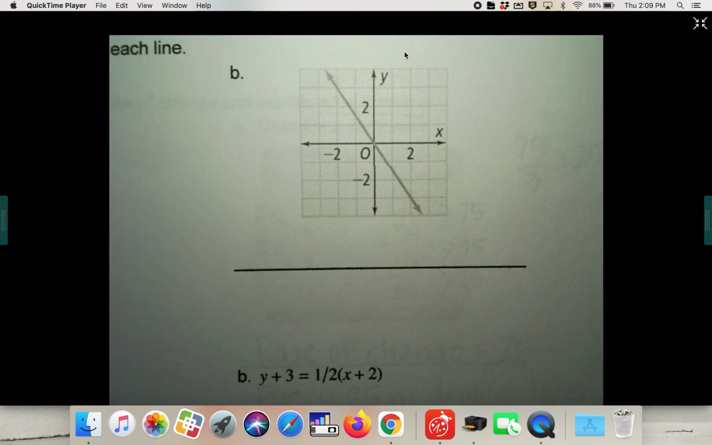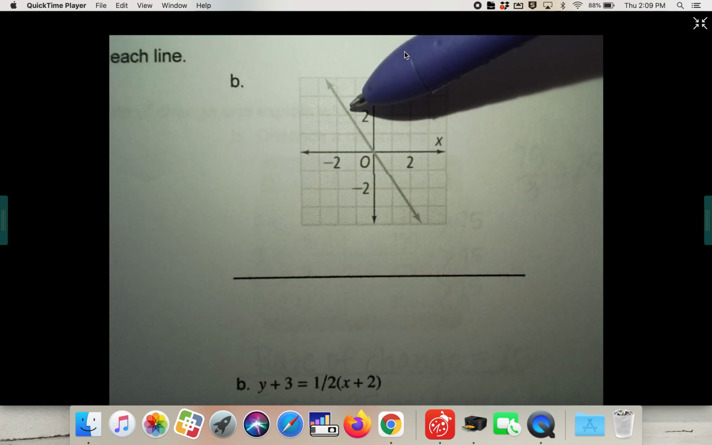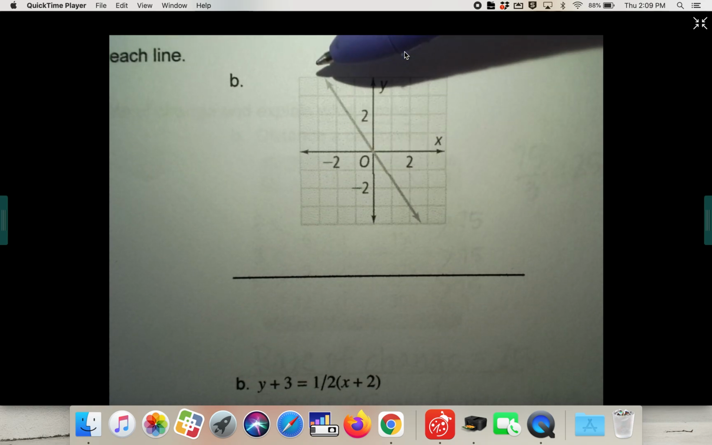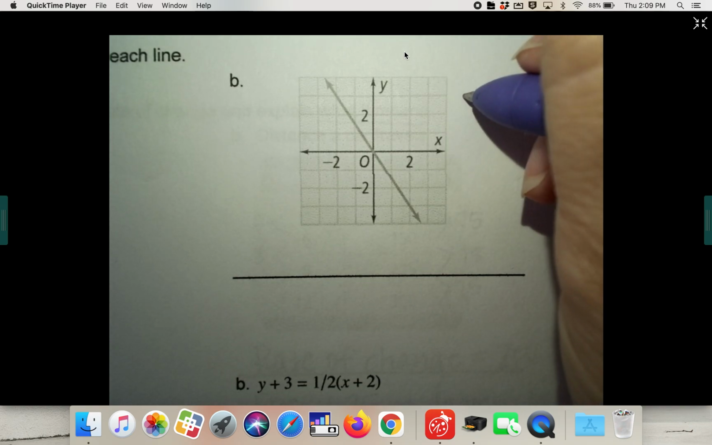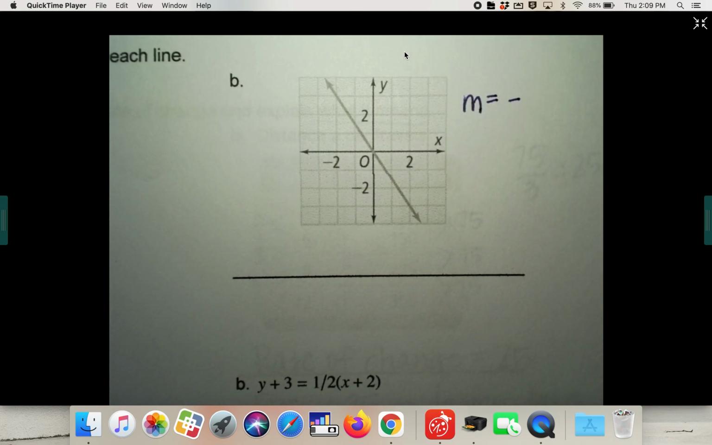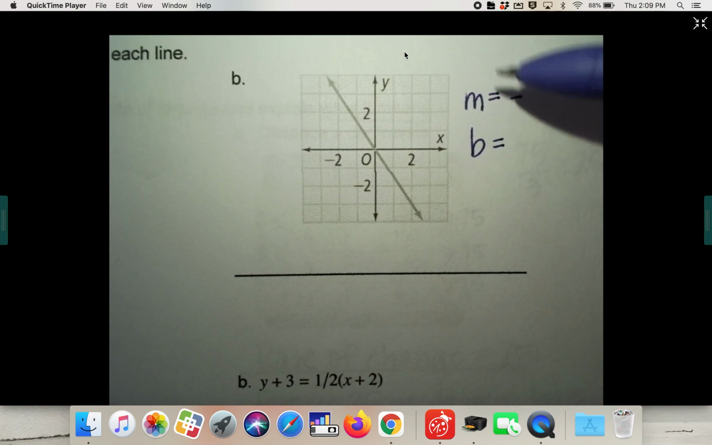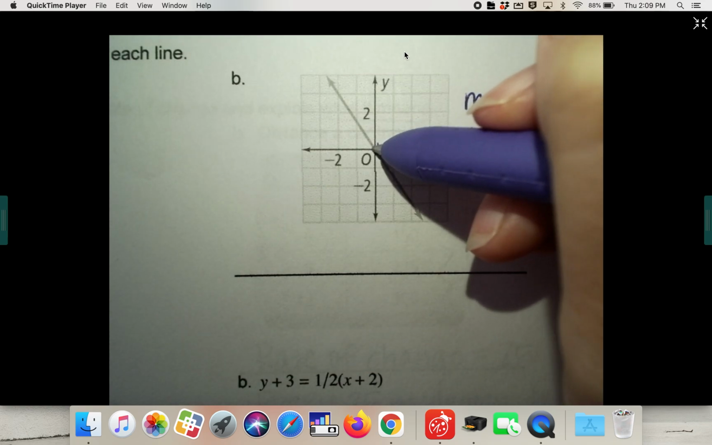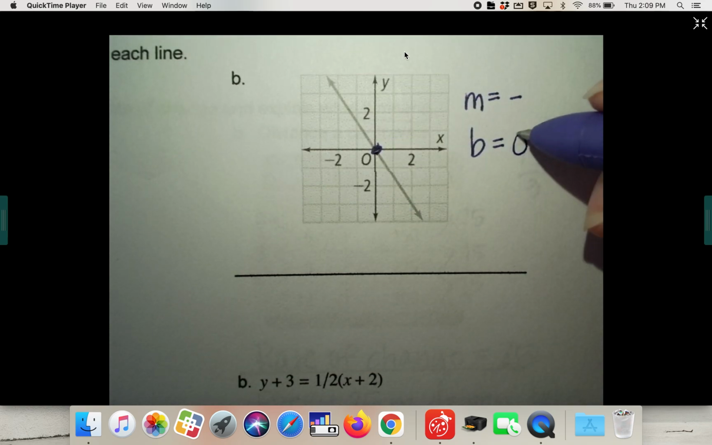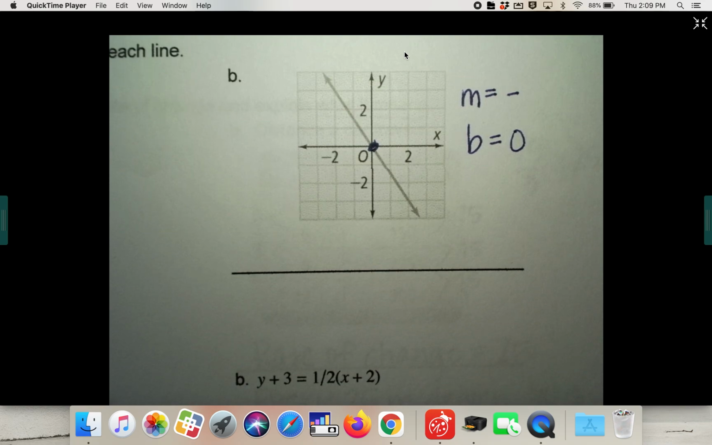All right, on B, I hope right away you remember from slope dude that this is going downhill. So this slope is going to be negative. I don't know what it is yet, but I know it's going to be negative something. Let's start with our y-intercept. So y-axis, boom, hits right here, which is 0. It's at the origin. So the y-intercept is 0.